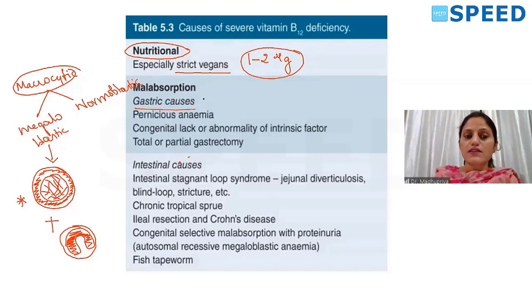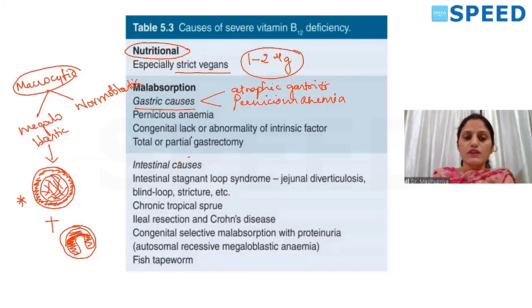Then when it comes to gastric causes, we have to rule out atrophic gastritis and pernicious anemia. Fine. Then next, coming down, we have to see congenital lack of or abnormality in intrinsic factor. This is a congenital defect. I will tell you this in detail because it's a very potential question. I'll tell you in the next slide.